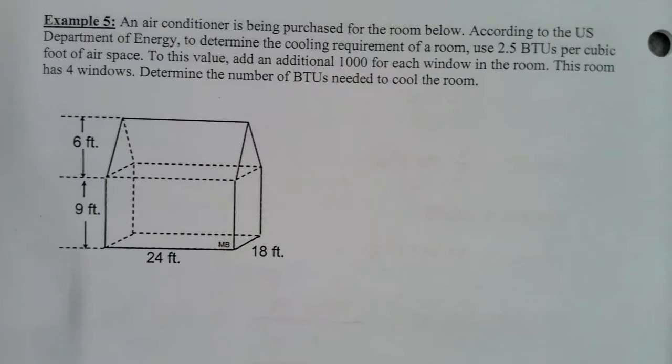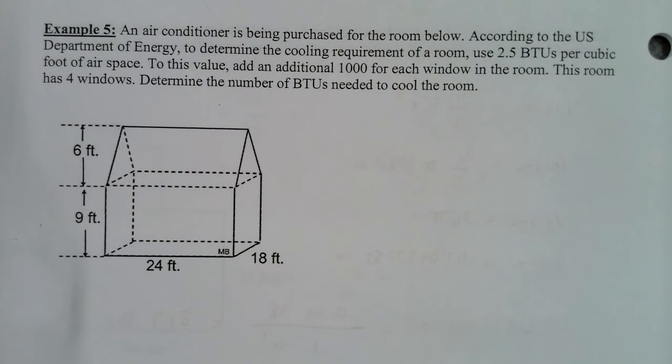All right, one more problem. Example 5. An air conditioner is being purchased for the room below. According to the U.S. Department of Energy, to determine the cooling requirement of a room, use 2.5 BTUs per cubic foot of airspace. To this value, add an additional 1,000 for each window in the room. This room has 4 windows. Determine the number of BTUs needed to cool the room.